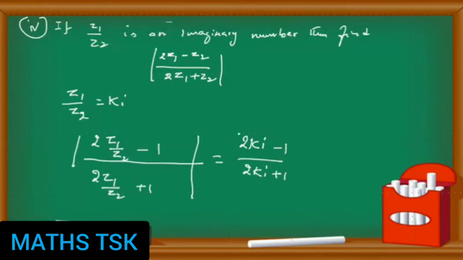Modulus of z1 by z2 is modulus of z1 by modulus of z2. If you consider this as z, this becomes z bar. Modulus of z and modulus of z bar is the same. So you'll get 1 as the answer. Look here, this is root of 4k square plus 1, and this is also root of 4k square plus 1. This becomes 1. Right. Next problem.